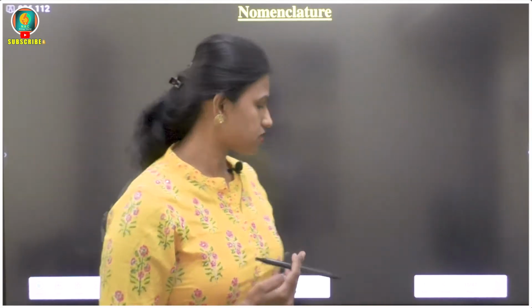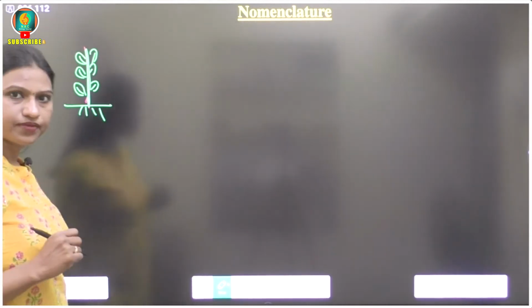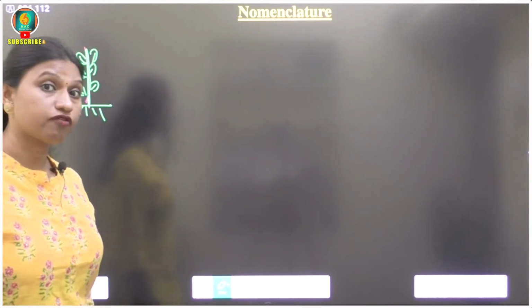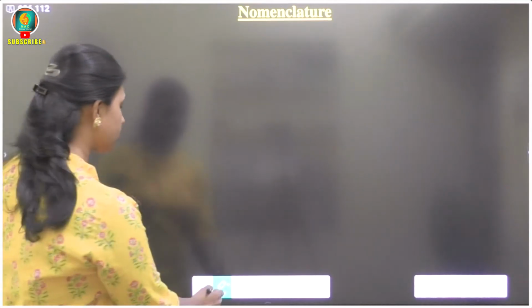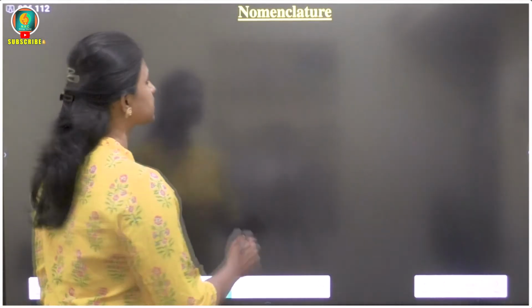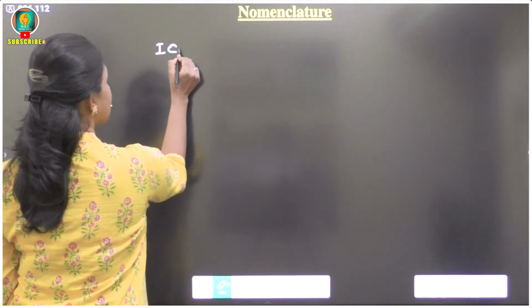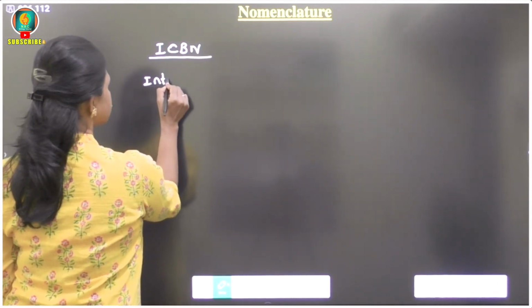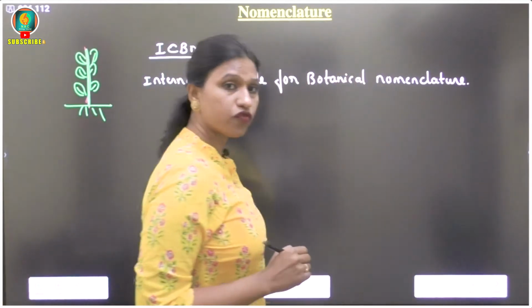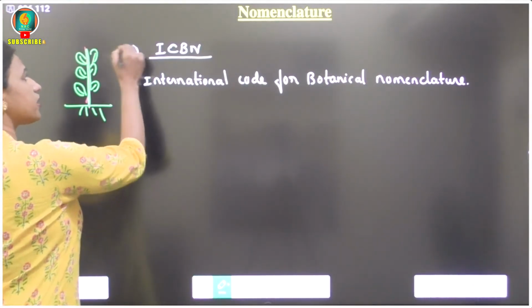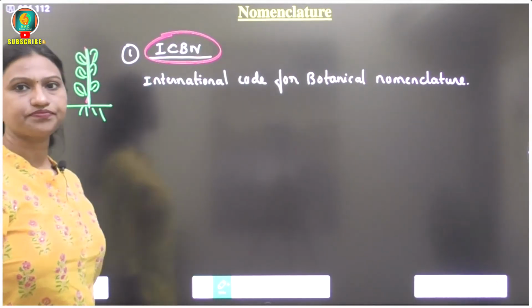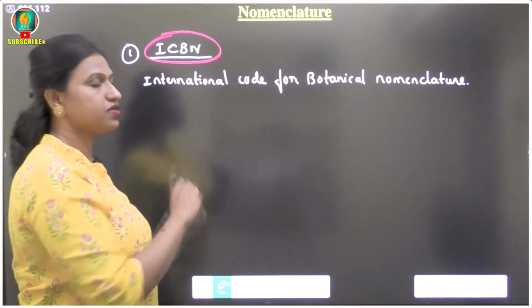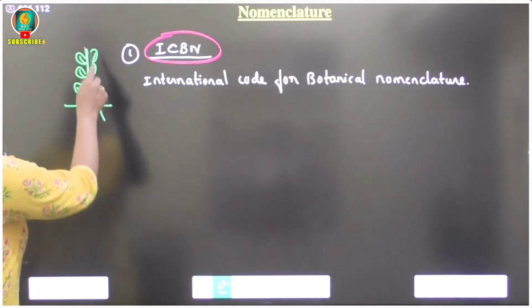For example, if I have to keep a name to this organism, imagine this is a plant. Yeah, an unknown plant I got. Now, if I want to keep a name to this, then I have to see the code present in the branch. So, what is that code? Where is that code present? It is present as ICBN. ICBN is the International Code for Botanical Nomenclature. If I have to keep a name for any plant, I have to see the code present in this. What are all the criteria present in this ICBN? I have to follow it. Then I can keep a name to this plant.